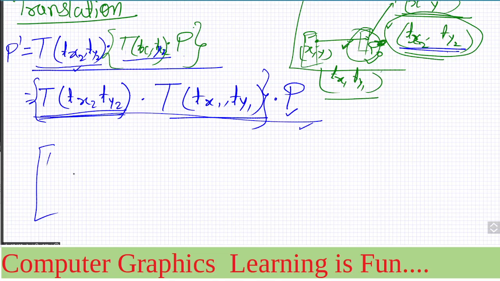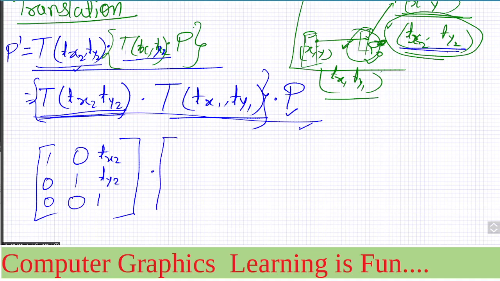I believe you write 1, 1 and 1. Here you write tx2, ty2 and done. Other places you have 0. Is it okay? For the second matrix, similarly, if it is translation, you write something like this: 0, tx1 and ty1. Other places are 0.